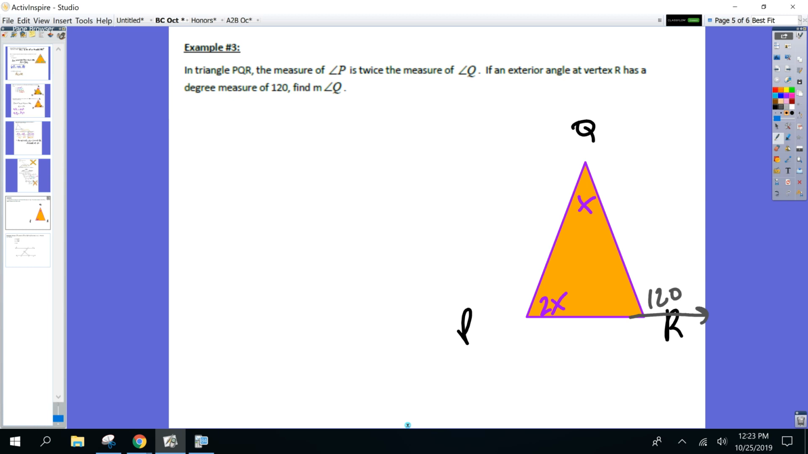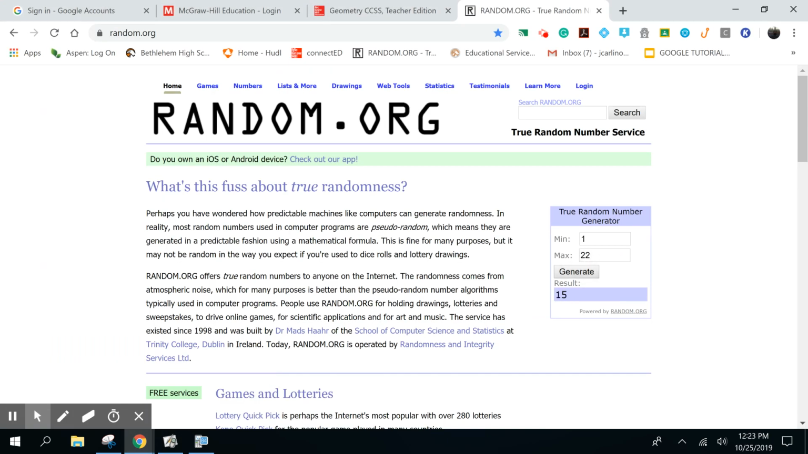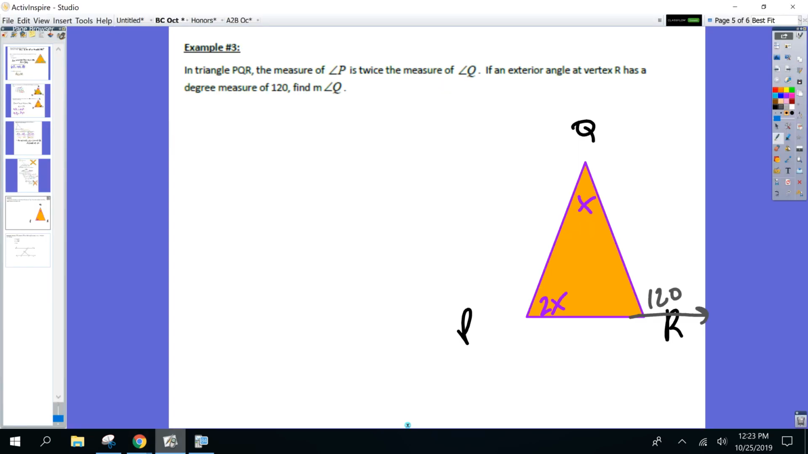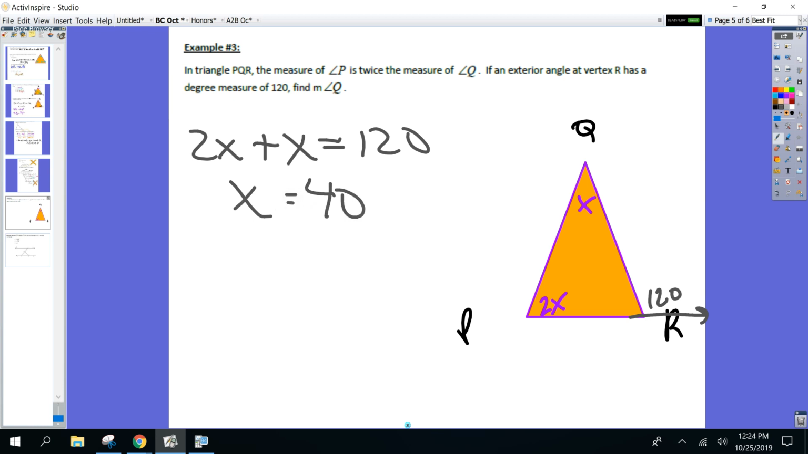Can you please apply the theorem I've given you? Don't find the angle next to 120 and do it that way. Can you please apply the theorem we've been using? Do you have an equation using that theorem? The two remote interiors equal the exterior. Beautiful job, Gracie. So I end up with x equal to 40. Go back, reread the problem. What was I asked for? Q. What did we call Q? x. Okay, we're good.